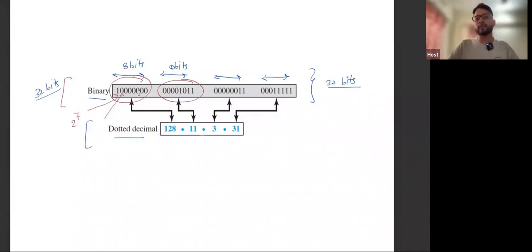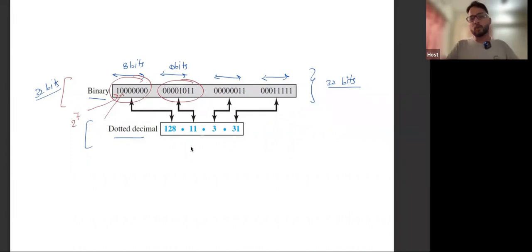So the IP address has its own format. In IPv4 we have 32 bits, which means the IP address is 32 bits long. Generally we represent that in groups of 8, so 8, 8, 8, 8. 8 into 4 is 32 bits. If you want to represent it in dotted decimal, you convert each group of 8 into a decimal.